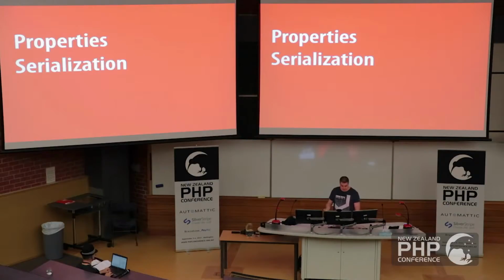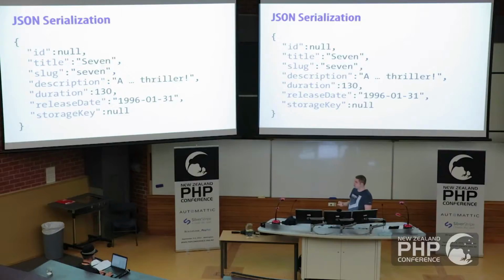By default, it uses property serialization. So in JSON, you will get this output. You have a JSON object, and as you can see, all the properties of my PHP object are by default converted to a JSON representation.